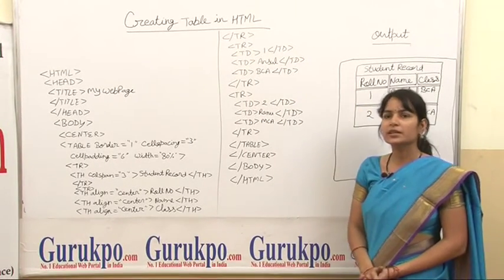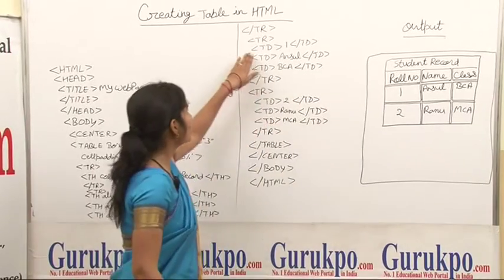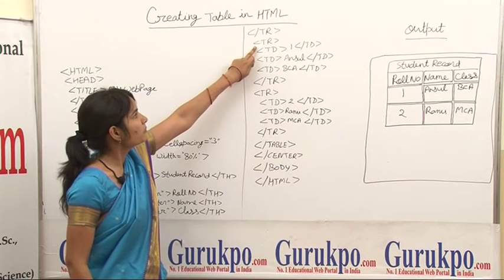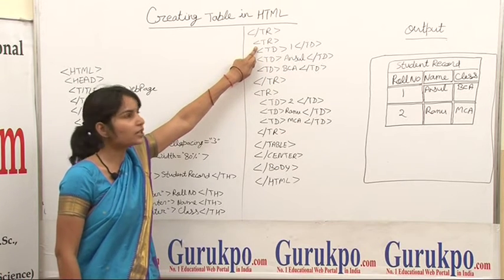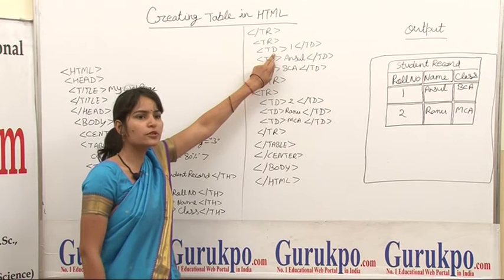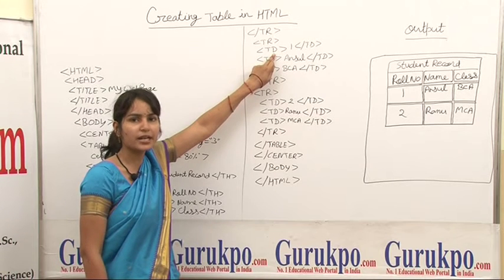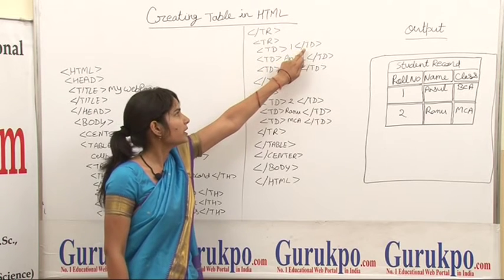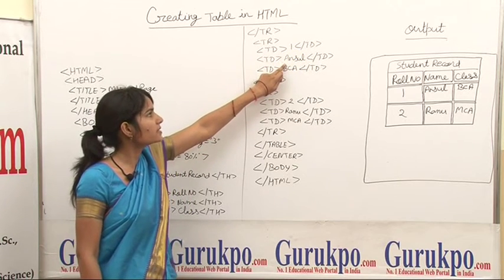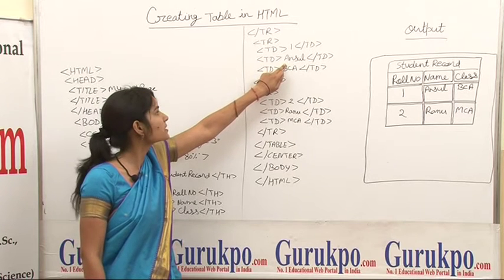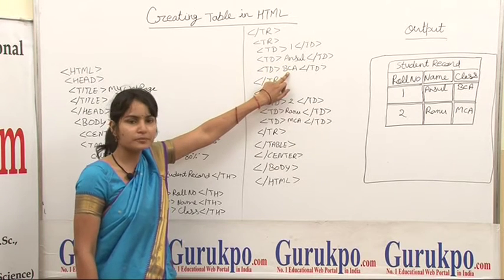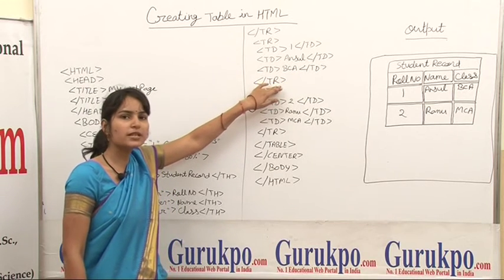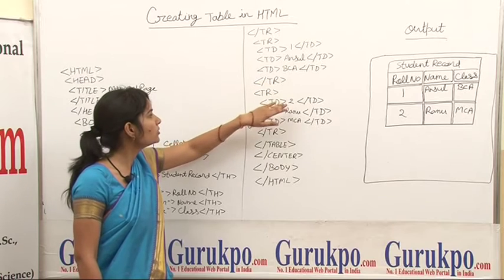Now again we start the next row using the tr tag. Now we will display the content. Using the tr tag we start a new row, and the td tag is used to define table data, that is the data within the table. The first data is 1, and close the td tag. Again, the second data is the name of the student, that is Anshul. Third is the class of the student, that is BCA. Now again close the tr tag for closing the row.